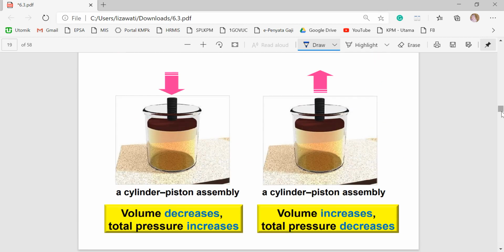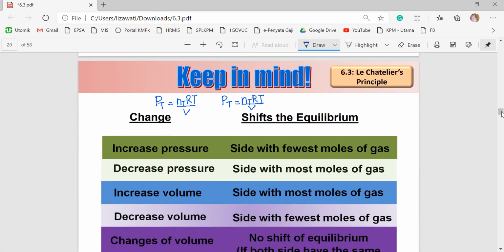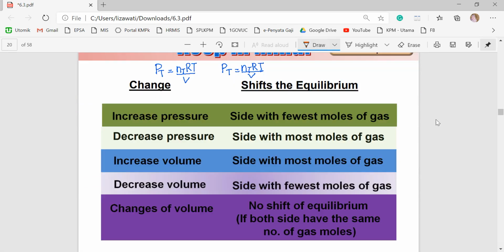Remember, when the volume decreases, the total pressure will increase, and vice versa: when the volume increases, the total pressure decreases. Keep that in mind. Alright, this is the conclusion.